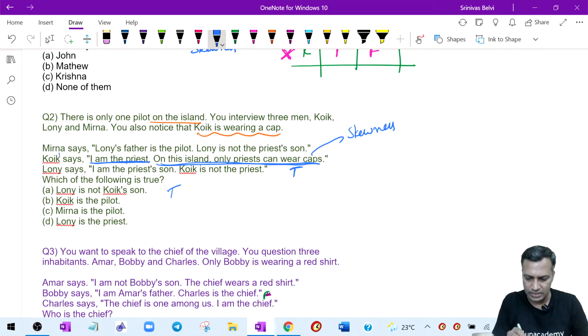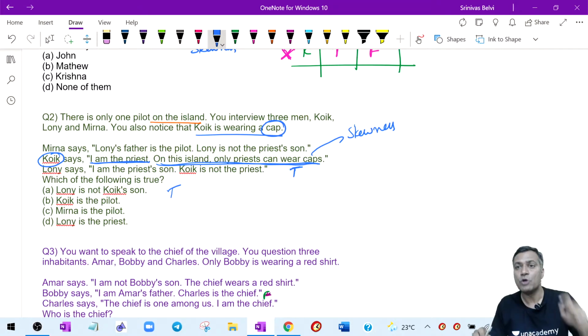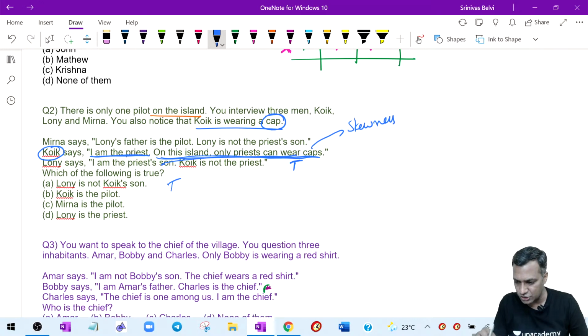Why? Because Koik is the one who is commenting this and he is wearing a cap already. Only priests can wear caps. Nobody else can wear caps. If you think this is true, then automatically this is true, because he is wearing a cap. Therefore he has to be a priest, because only priests are allowed to wear. Nobody else can wear. That's the point he is trying to make.